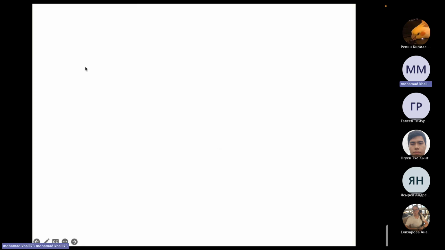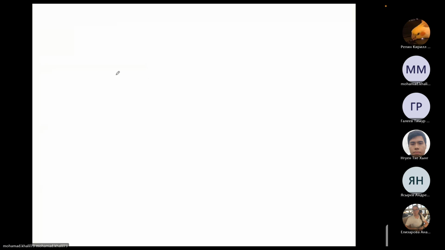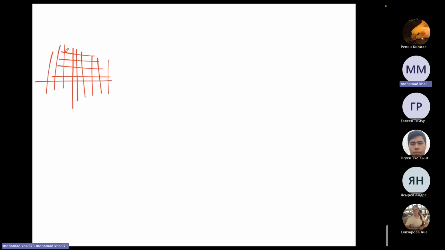There we go. Look, you have the grid. For example, you have the grid of your x1, x2. For every point, you want to classify every point into a class. If you have class 1, class 2, class 3, class 4, and class 5, you have 5 classes. So every point will be classified as class 1 or class 2 or class 3.